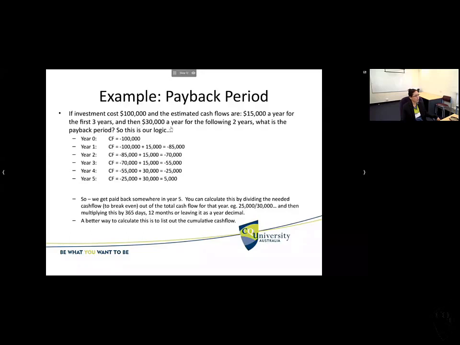Then at the end of year 4 and year 5, we get $30,000, and we probably can keep putting cash flows in there, but we don't need to because we get paid back around here. So I'll pick up on that later.